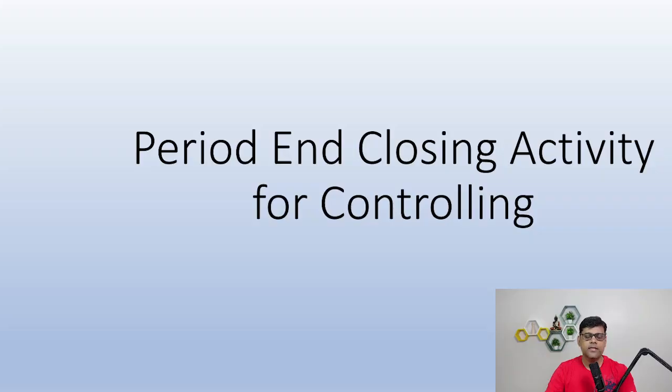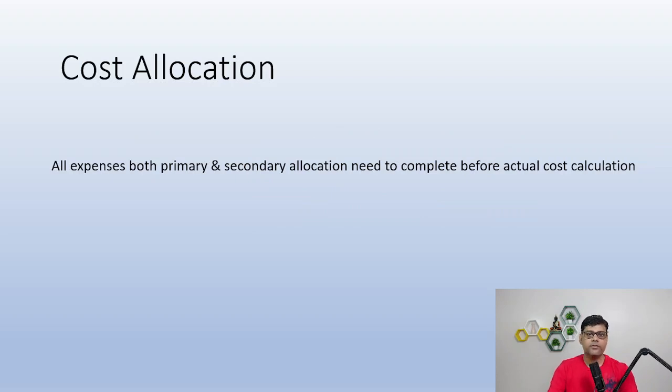So let's start. In this video, I am going to cover the CO activities, particularly related to our WIP process, variance and all, related to cost calculation and related to cost settlement. So let's take the first point. The first point I have taken here is the cost allocation process.